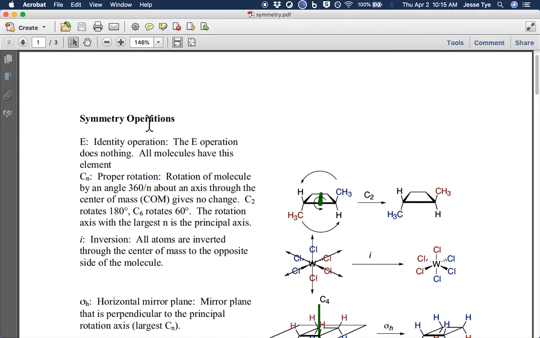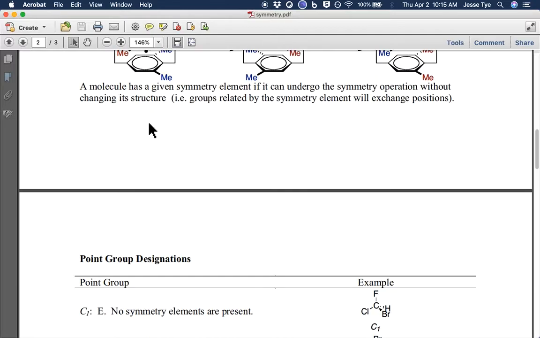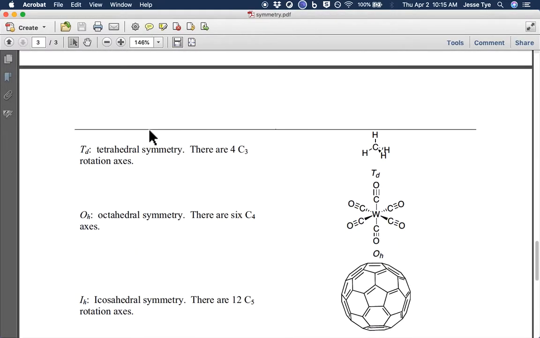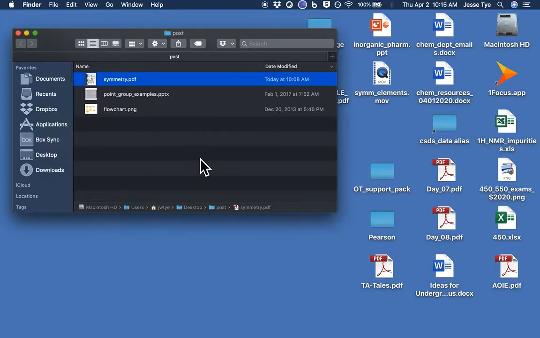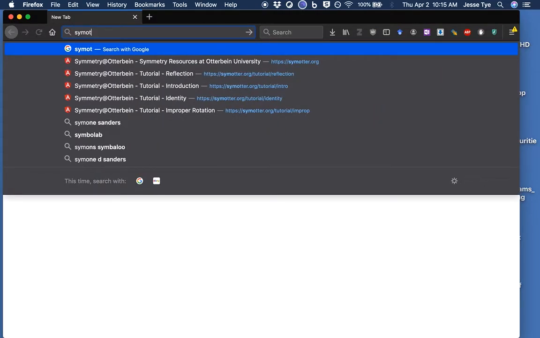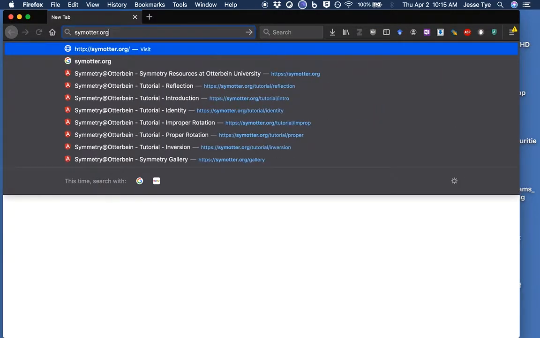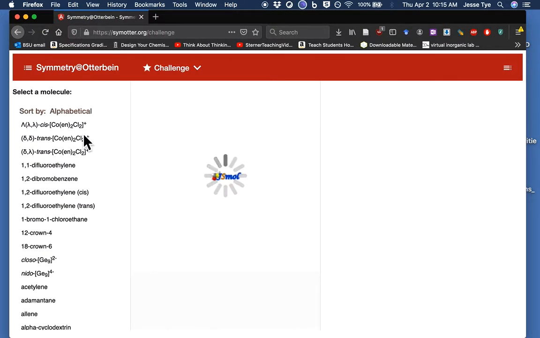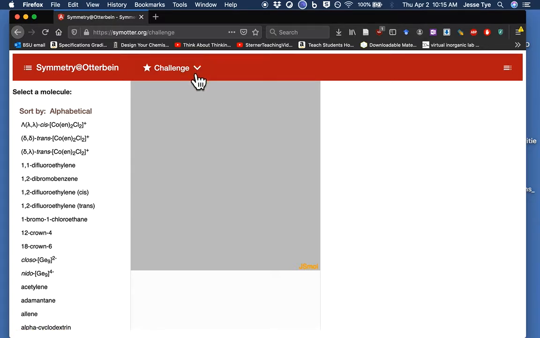Okay, I'll also attach this. I won't talk about it too much right now, but this is a gallery that shows you examples of each different kind of point group. It's definitely worth looking at. So finally, what I want to put in the screencast is to go back to symotter.org, and it would be worth your while to go through and look at the challenge.